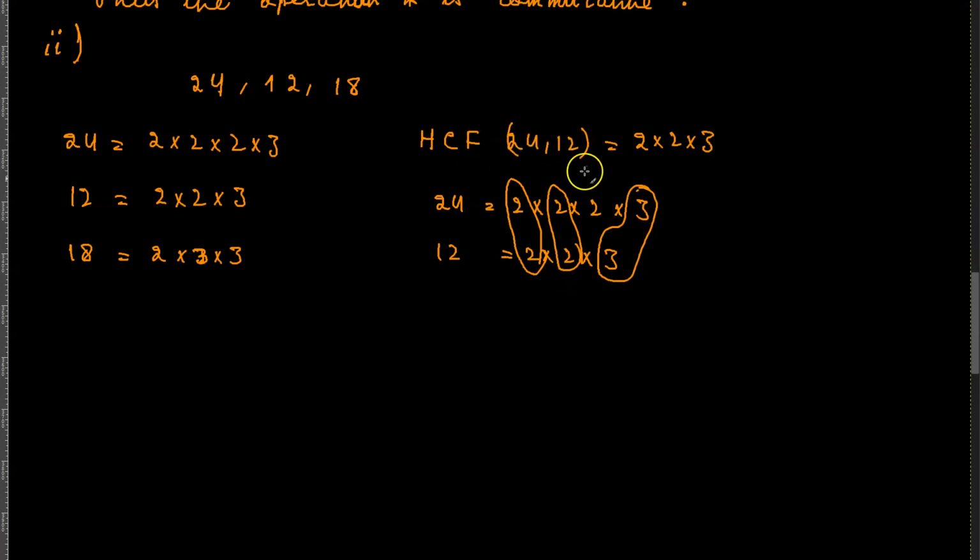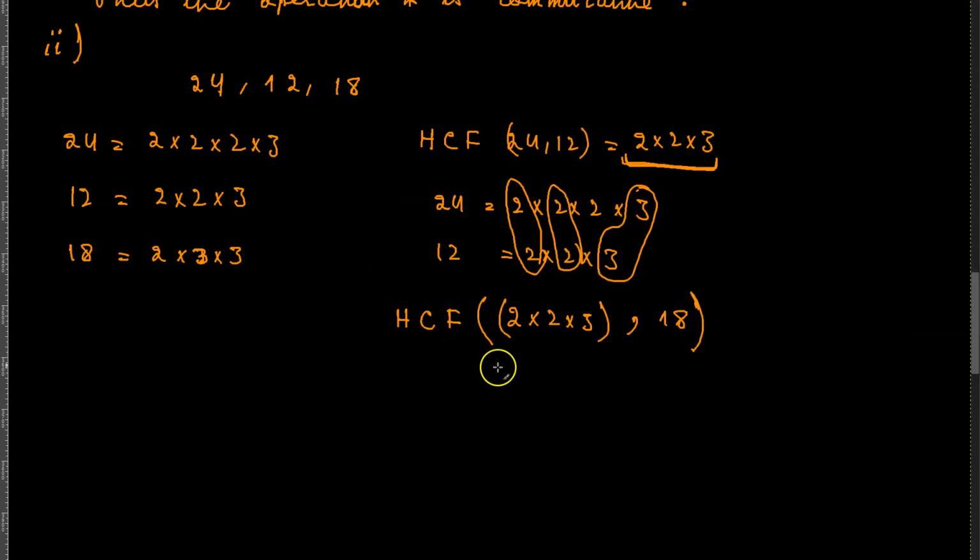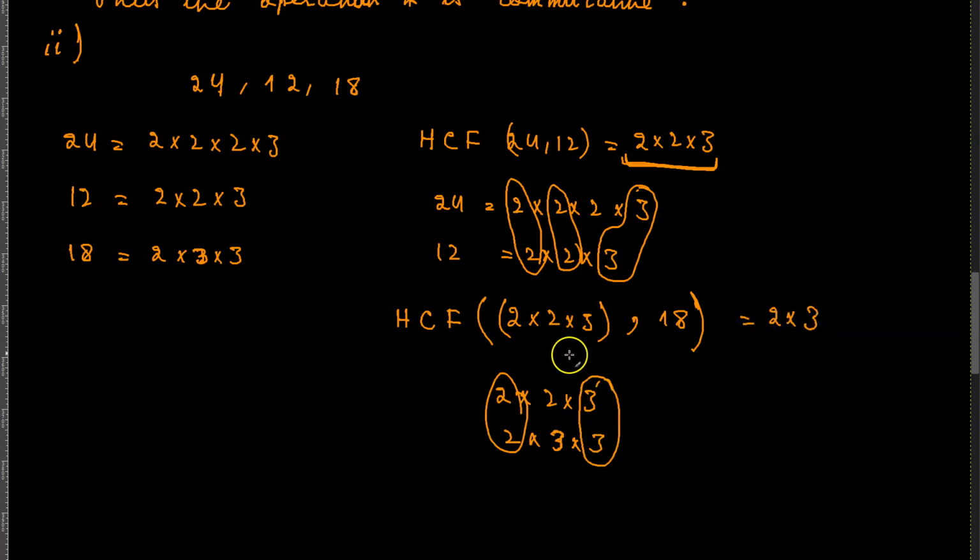Now if I take the HCF of this number with 18, meaning that if I calculate the HCF of 2 times 2 times 3 and 18, the number that I have is 2 times 2 times 3, and 18 is 2 times 3 times 3. So I have a 2 common here, and a 3 common here. So that's the same thing as 2 times 3. So that's basically one part of this experiment.